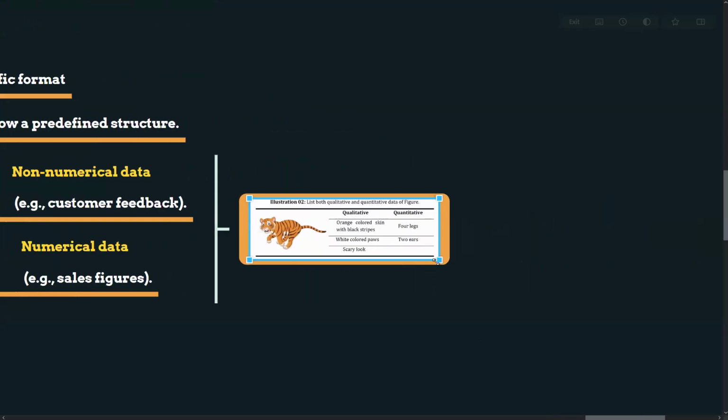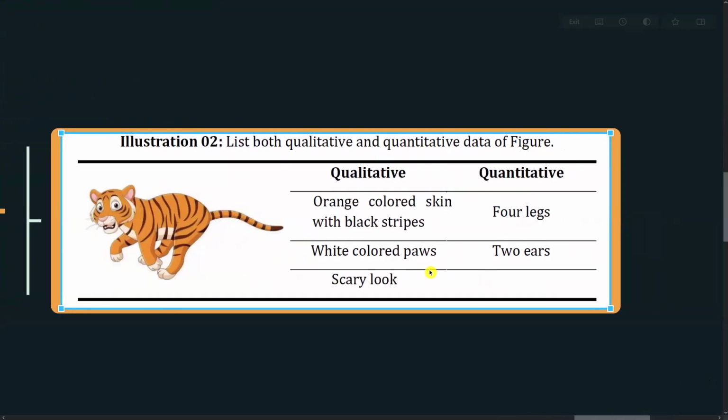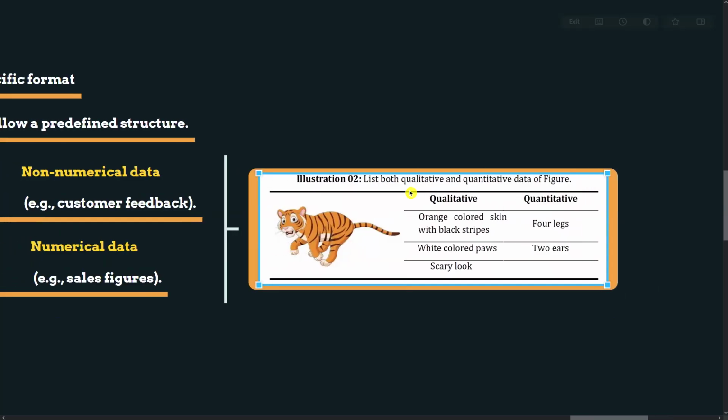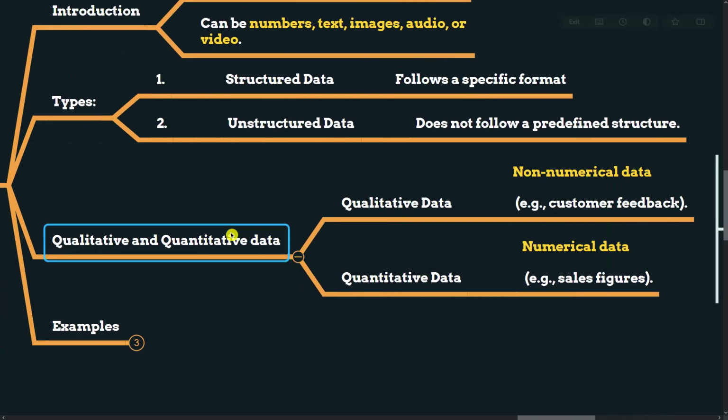There's a well-defined picture in your study text also, which I have taken for reference, showing both qualitative and quantitative data. For example, if you see a tiger, the orange colored skin with black stripes is qualitative data because we cannot measure that. But when we say there are 4 legs, the 4 is quantitative because we can count it. The white colored paws and the scary look are qualitative information. But when we say the tiger has 2 ears, it is quantitative because we can count it. So those are the types: qualitative and quantitative data.